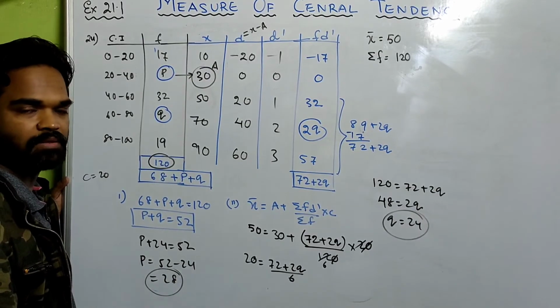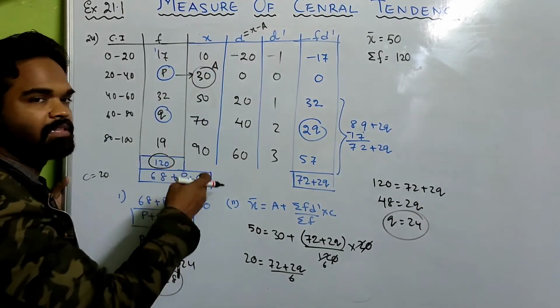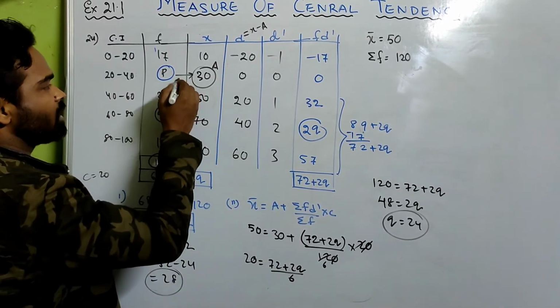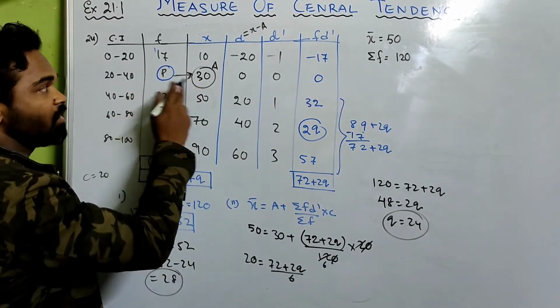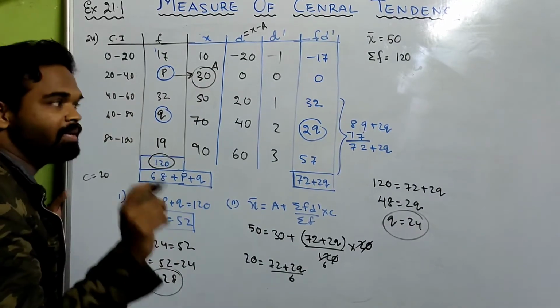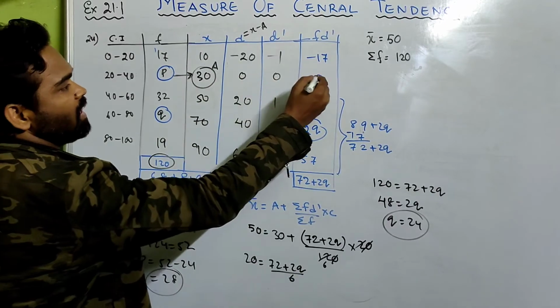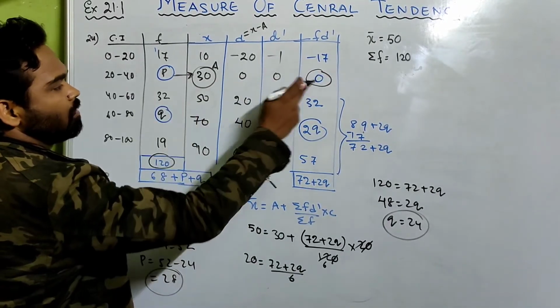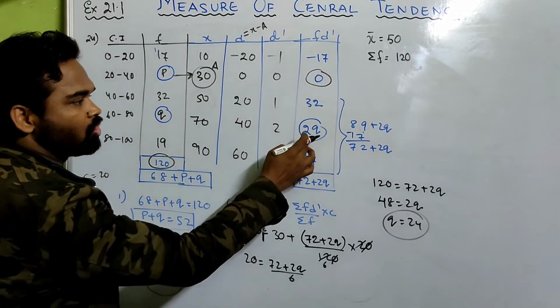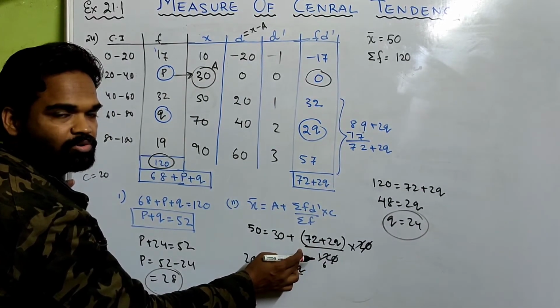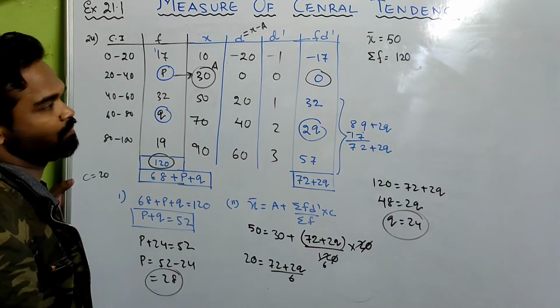You can use any method, and look carefully: A can be anything from here. But when there is an unknown, try to choose A in front of the unknown one. That will be easier in calculation, because as soon as I chose A as 30, the P in my f d dash got eliminated. Only Q was there. So I got a linear equation, which I can solve easily.